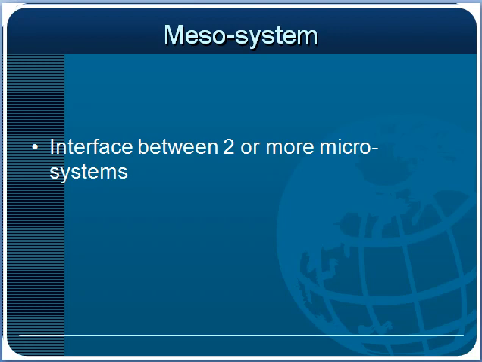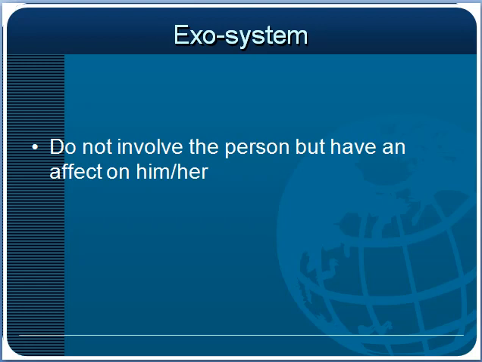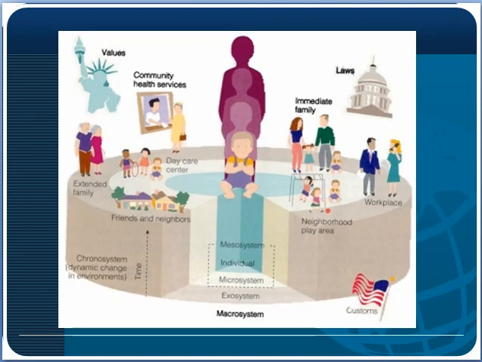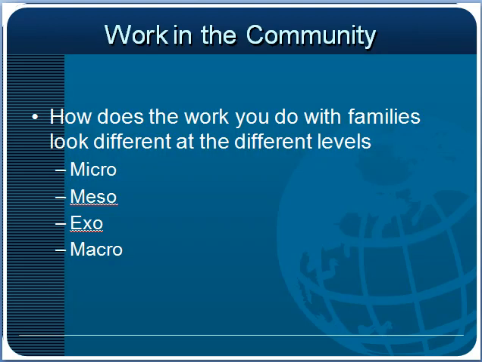The exosystem is something that has a direct effect on the child but does not involve the child, so the parents' work would be another example of that. And then macrosystem is just global ideologies, big picture things. Here's a diagram that kind of explains things and what different things occur at different levels. There are a lot of different things that occur in the system and in the environment that affect children in the context. It's important that you know which level of the context you're going to be working.